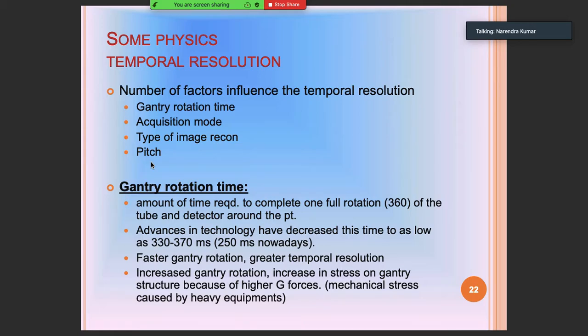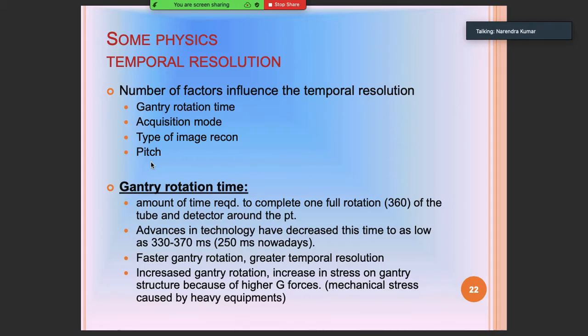So what happens is, there are a number of factors which tend to influence the temporal resolution. Literally from the gantry rotation time, the acquisition mode, or the type of image reconstruction, or the pitch as well. The gantry rotation time is the time required to complete one full rotation. One full rotation is, of course, 360 degrees. So, for example, to go around the patient, how much time does it take?